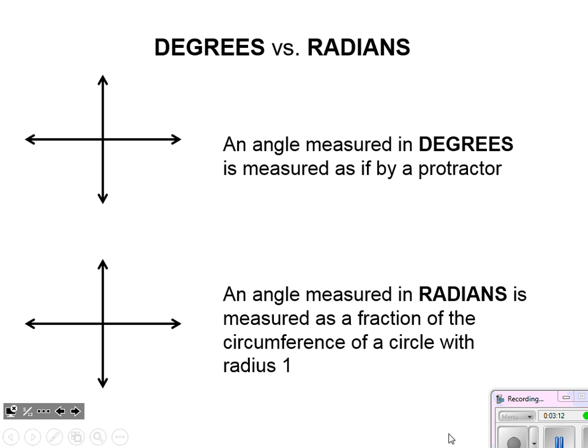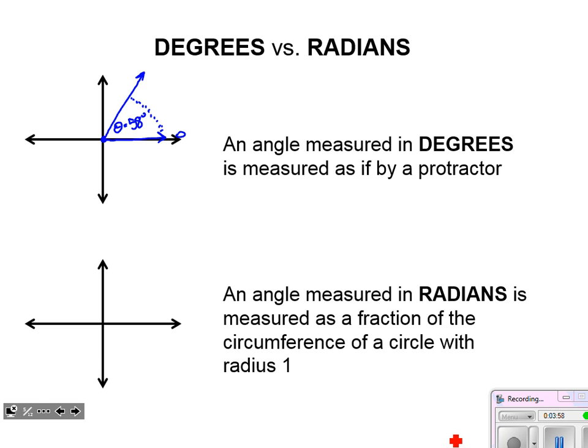So the difference between degrees and radians. An angle measured in degrees is measured as if you had a protractor zeroed out on the origin. So we have our initial side right here. Line that up with 0 on our protractor, and then we count out so many tick marks until we get to our terminal side, and we would have theta equals, I don't know, this would be like 58 degrees or something like that. Each degree is a little unit along that protractor. Well, an angle measured in radians is measured as if it were a little arc that's a fraction of the circumference of a circle with radius 1.